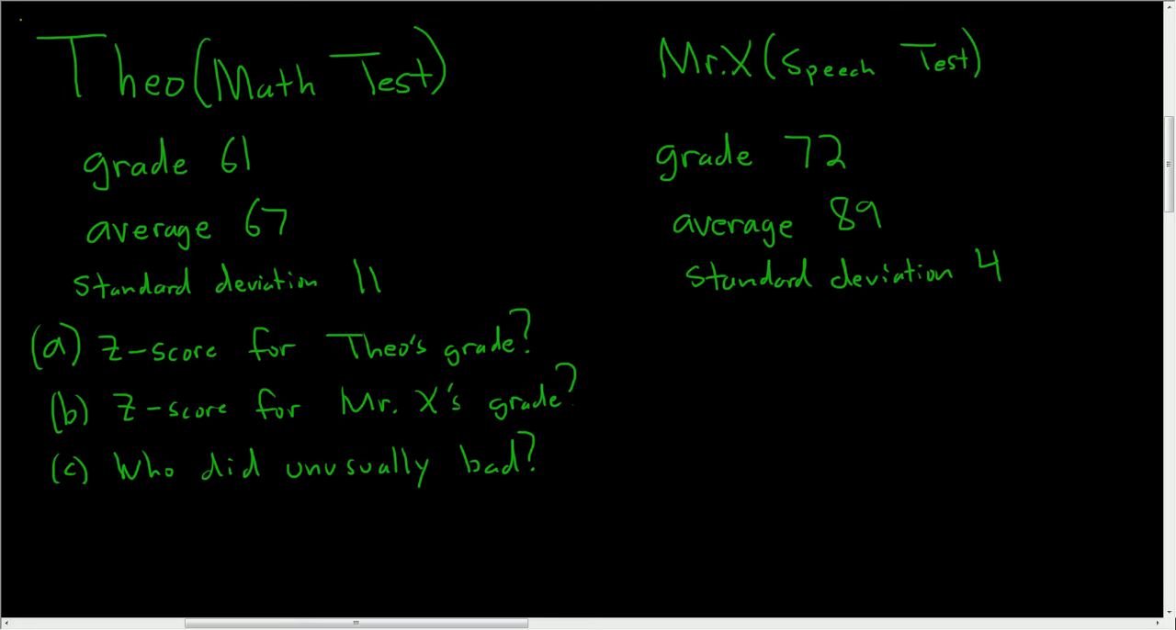So we have two different students in two different classes. We have Theo, and he took a math test. On his test, he scored an 81. The class average was a 67, and the standard deviation was an 11.